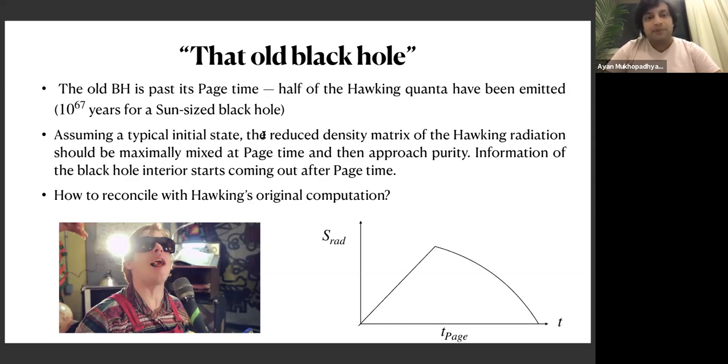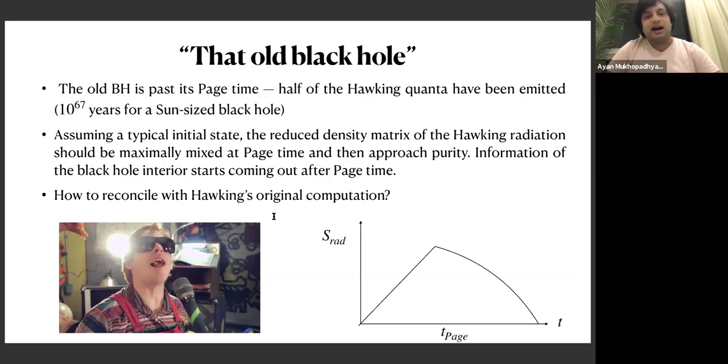We simply bipartition the system, and we ask when the reduced density matrix will be maximally mixed, and it is maximally mixed when we trace over exactly half of the degrees of freedom. This is very well known. This is called Page's theorem, and it implies that after the Page time, after half of the Hawking quanta has been emitted for a typical initial state, the entanglement entropy of the Hawking radiation has to go down, which means the information of how the black hole was formed will start coming out.